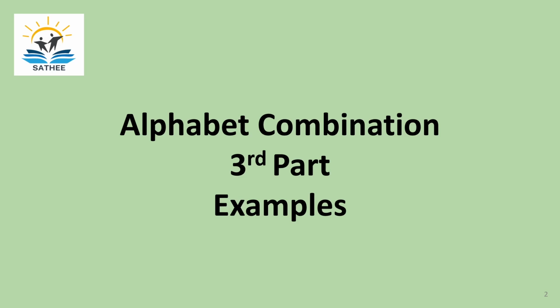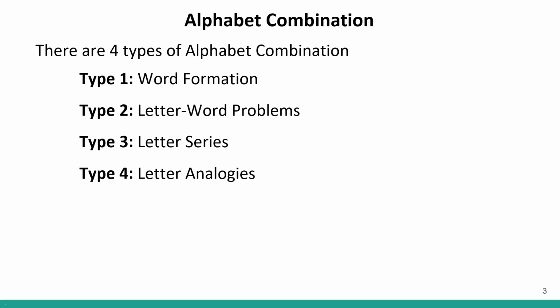Now in the previous lectures, we discussed that there are 4 types of questions that can come in your competitive exams from alphabet combination. Type 1 is word formation, type 2 is letter word problems, type 3 is letter series and type 4 is letter analogies. In today's lecture, we will discuss type 1 and type 2 in detail. In the next lecture, we will discuss type 3 and type 4 in detail.